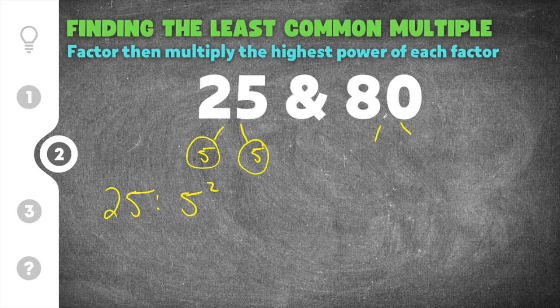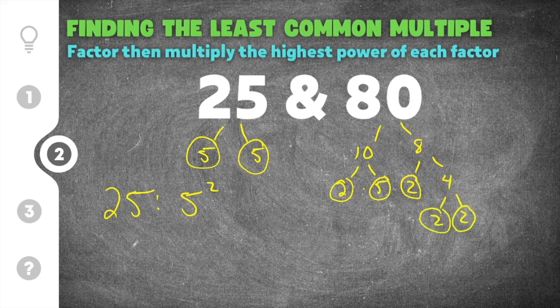And then I have to factor out 80. Now 80 ends in a 0, so I'm going to factor out a 10, and 10 times 8 is 80. Neither of these are prime factors, so I have to factor them again. 10 is going to be 2 times 5, and 2 and 5 are prime factors. And then for 8, 8's an even number, so I'm going to factor out a 2. And then 2 times 4 is 8, and then 4 can be factored again into 2 times 2. So for 80, we have 1, 2, 3, 4 2s, so it's going to be 2 to the 4th power, and we have 1 5.